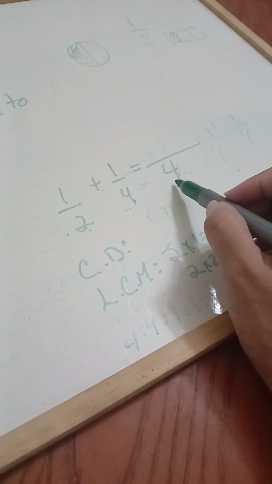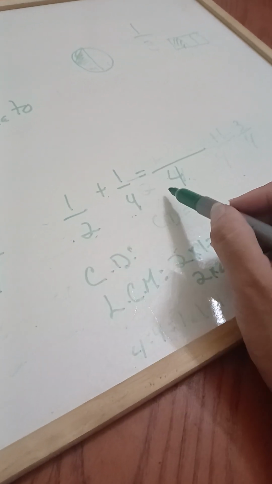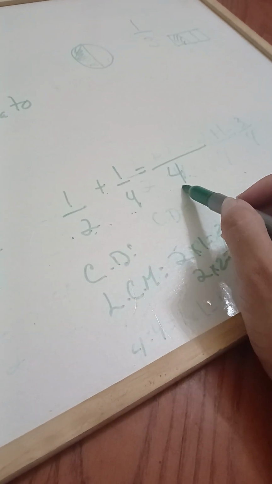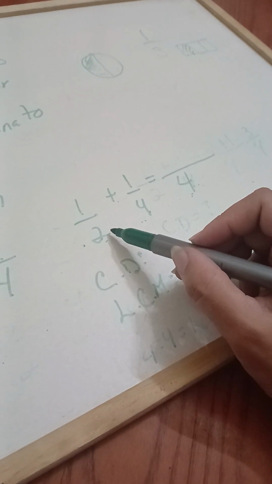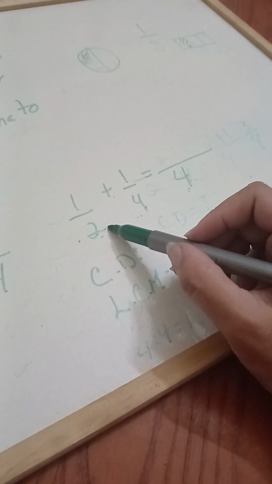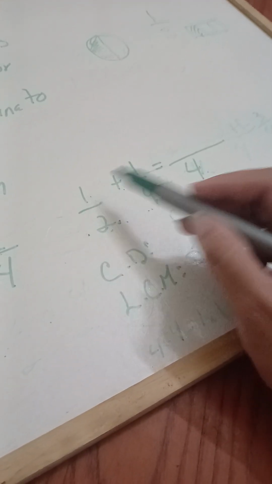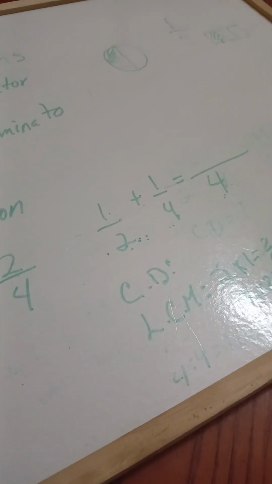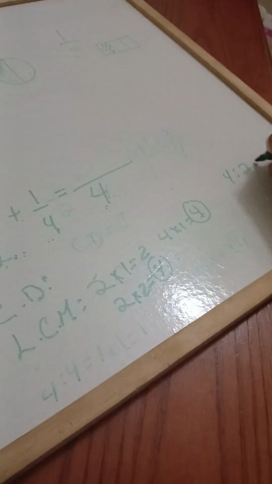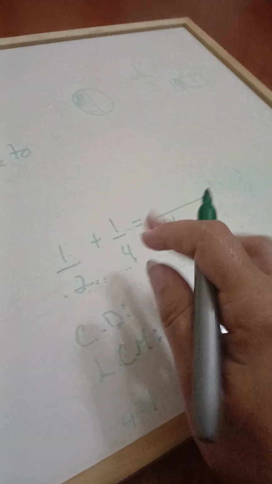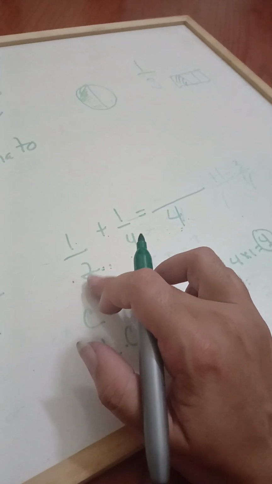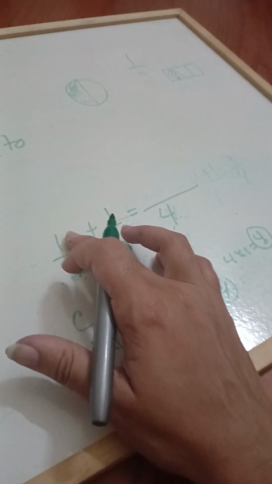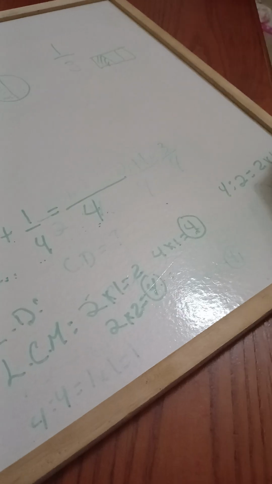Now, this 4, you're going to divide by the denominator. Now you do 4 divided by 2, and the result, you multiply by the top number, like this. 4 divided by 2 equals 2. 2 multiplied by 1 equals 2. Then you put it here.